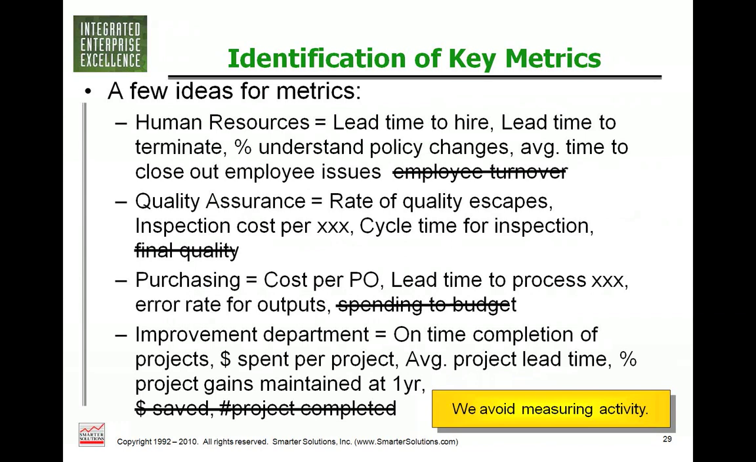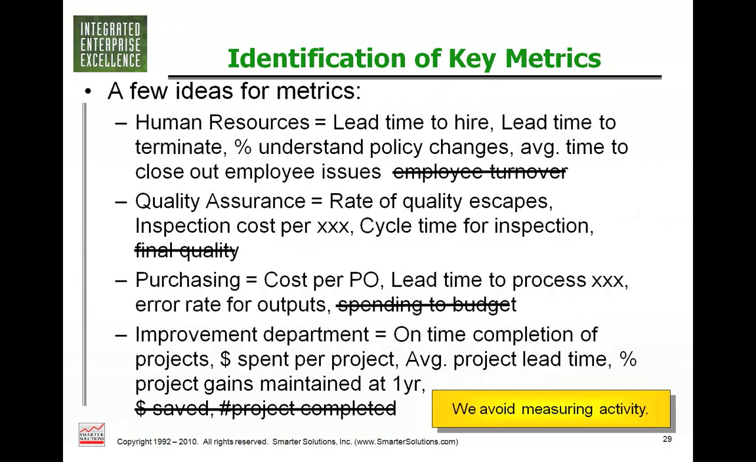Procurement, purchasing: cost per PO, lead time to process a purchase order or an invoice, error rates, how often do they mess up an invoice or a purchase order. And the one that you see there I X'd out, spending to plan. Why in the world should the procurement or even the financial department be plotting spending to plan? That's really not their issue. They don't spend money, they watch it go by. Now they may collect it, but really that's a metric for a functional owner on how his budget's doing. It's really not a purchasing call.